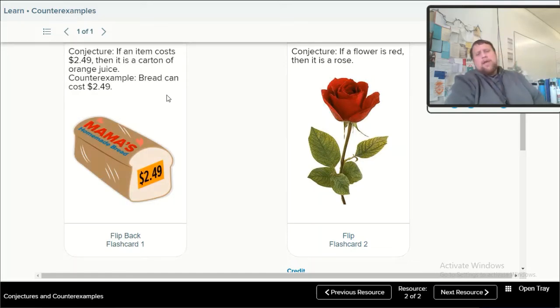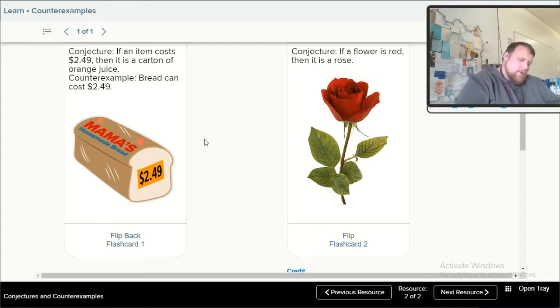What's a counterexample? Counterexamples are when we see a conjecture and we're like, no, we can prove that wrong. So counterexample, bread can cost $2.49. We're going to write down under counterexample, Mama's bread costs $2.49. Now, clearly we made that up, right? That's just a made-up brand. But you can think of anything. A toy car costs $2.49. Anything you see that costs $2.49 that is not orange juice would disprove this. So clearly there's other things with that price tag on it.